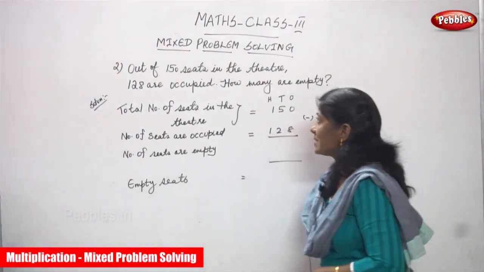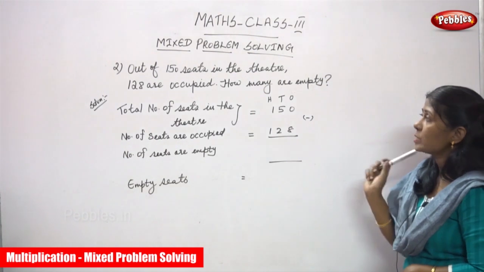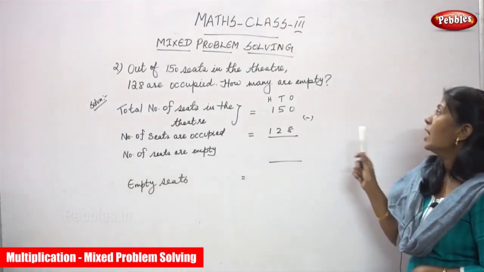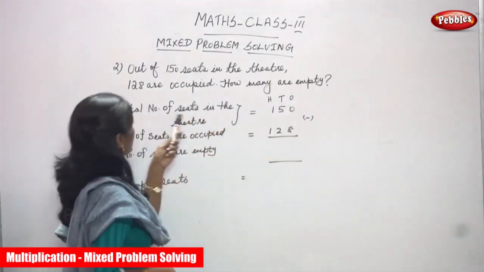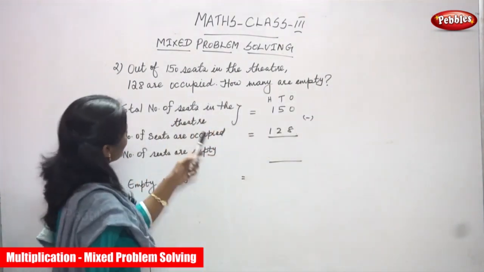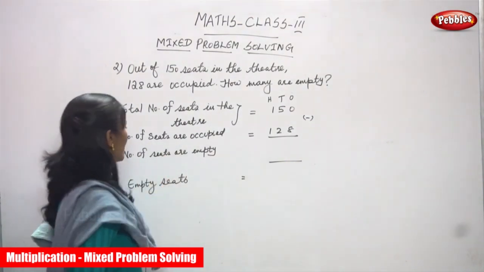Now we are going to see the second sum. Out of 150 seats in the theatre, 128 are occupied. How many are empty? First, you have to write the total number of seats in the theatre. Total number of seats in the theatre is 150. Number of seats occupied is 128.